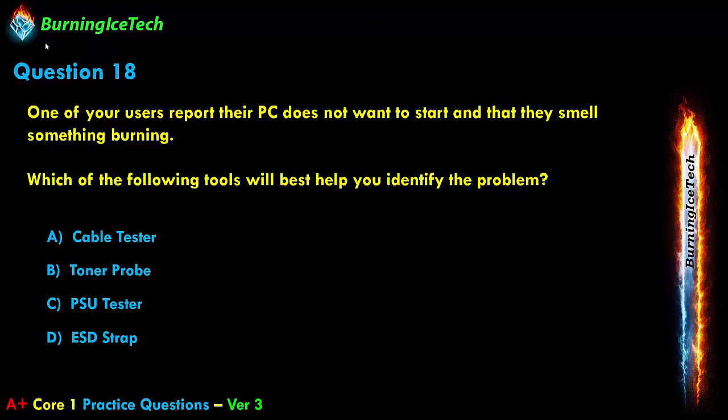Answer B, a toner probe, which is also known as a tone generator, something we discussed earlier. And if you paid attention earlier in this video, you would know this is used to trace a network cable. Once again, it's got nothing to do with a PC. It is used to trace a cable to see which is which or where does it go in the walls or the ceiling and stuff. So it's definitely not A or B.